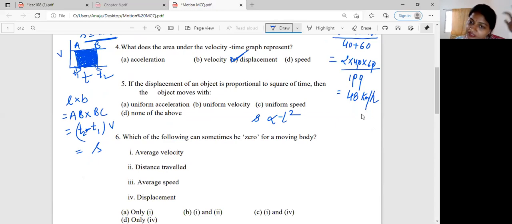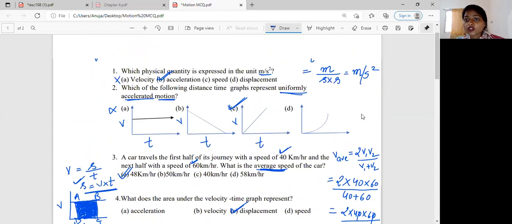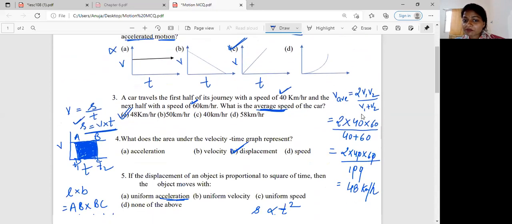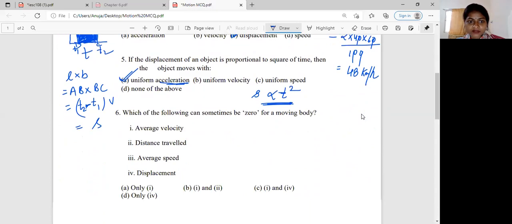So what can be the possibility? Yes, of course, beta, we know that if the displacement is proportional to the square of time, of course it will be second square, and second square is only possible in acceleration. We have found out the unit. Yes, in question 1, meter per second square means time square is there in the acceleration. So it will represent uniform acceleration. Option A will be the correct answer.